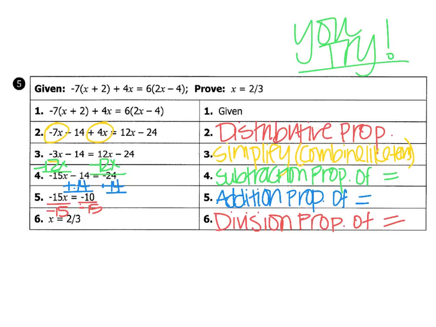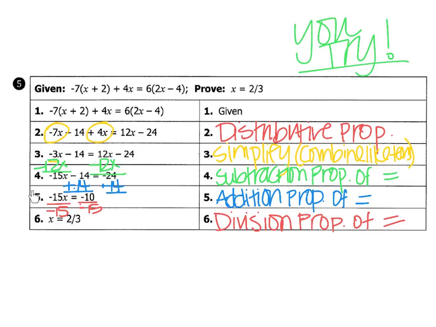Then to go from statement number 4 to statement number 5, what we're doing is we're adding 14 to both sides. Therefore, we're adding the same value. We're adding 14 to both sides. So if we look at our table of properties, that would be the addition property of equality. So how we got statement number 5 was because of the addition property of equality. So that's why that is our reason for statement number 5.